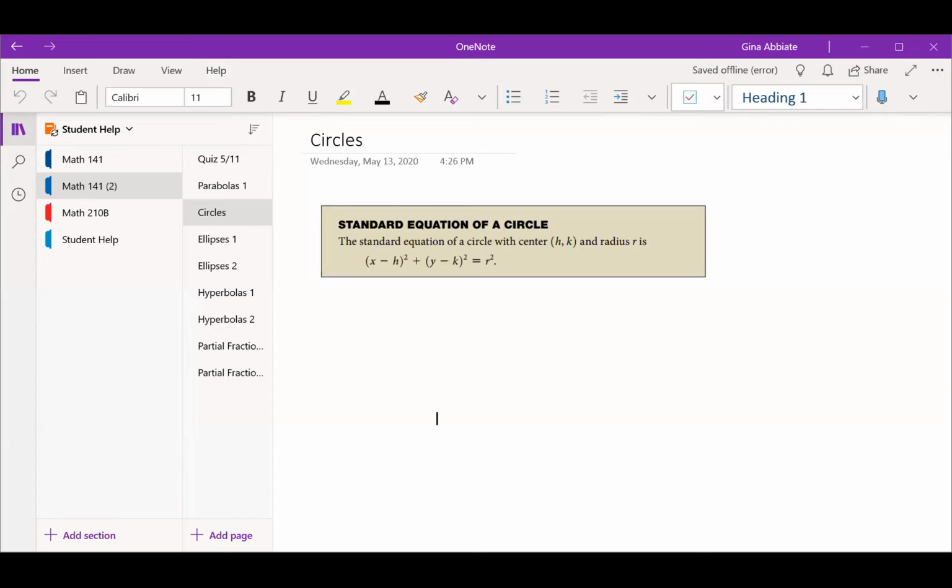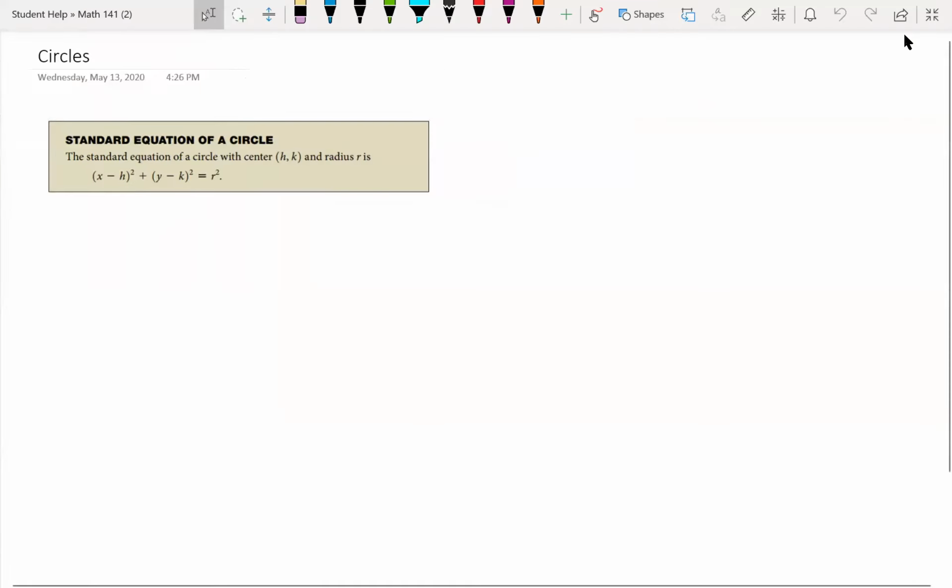I've started with the equation here, the standard equation of a circle. Many of you probably already know that a circle is a set of points that are all equidistant from a single point. That single point would be the center of the circle, and all the points that are created are the exterior or circumference of the circle. And that common distance is called the radius. This is the general format for a circle.